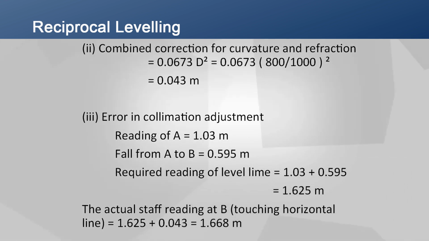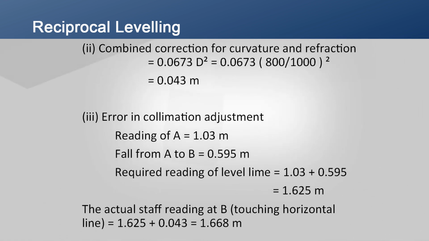The formula for the combined curvature and refraction correction is 0.0673 d square. We put d in kilometers, so it will be equal to 0.0673 multiplied by (800 divided by 1000) whole square, which results in 0.043 meters. Thirdly, we will find out the error in collimation adjustment.